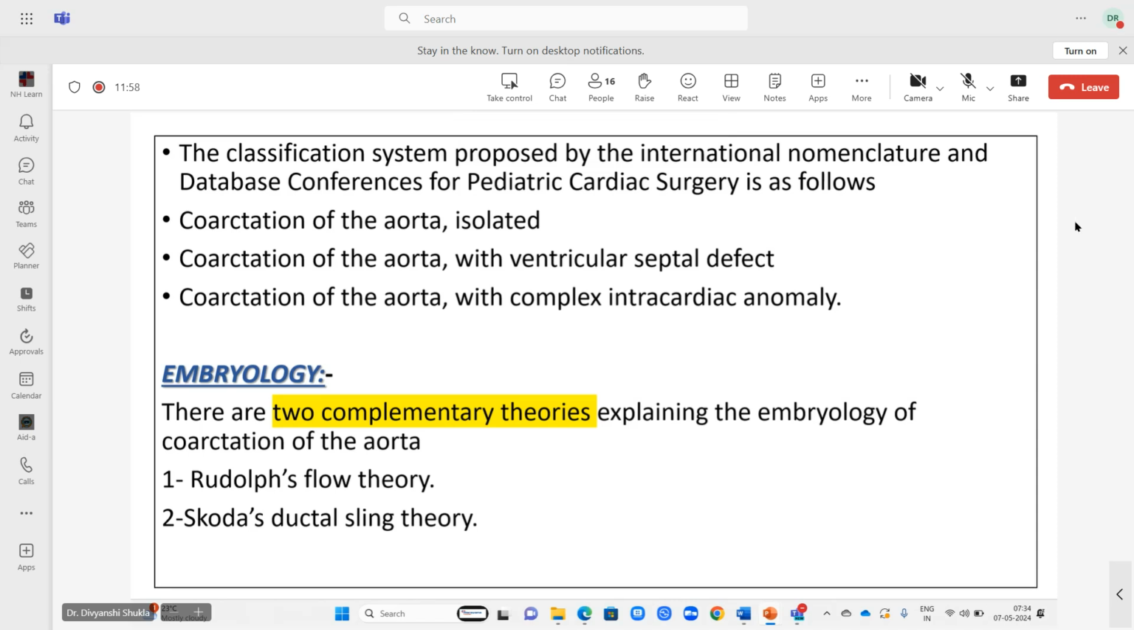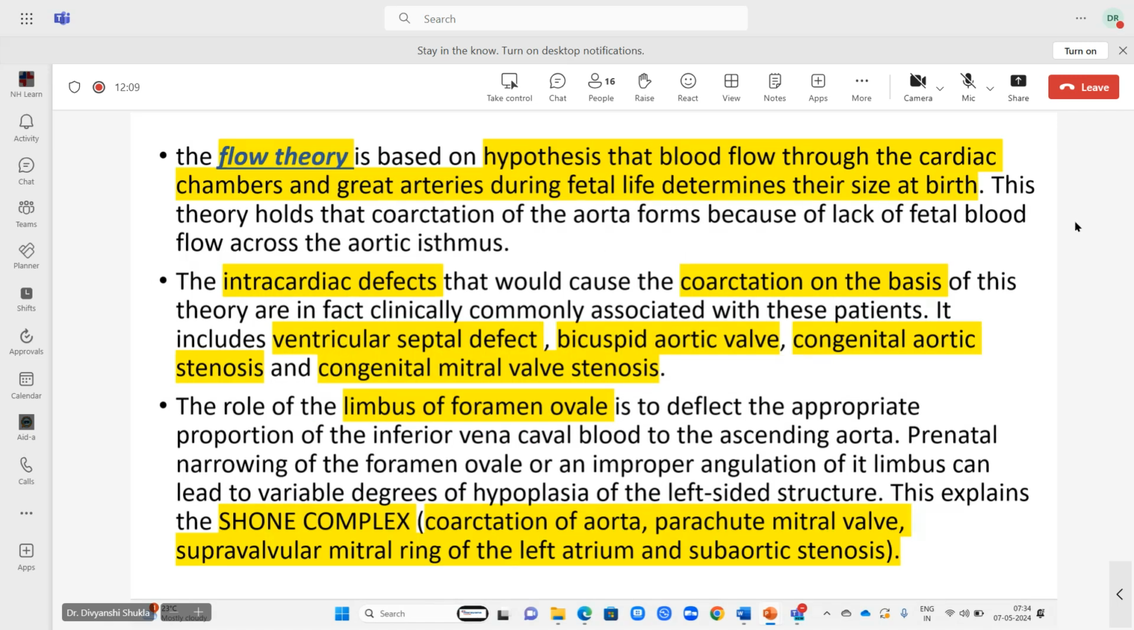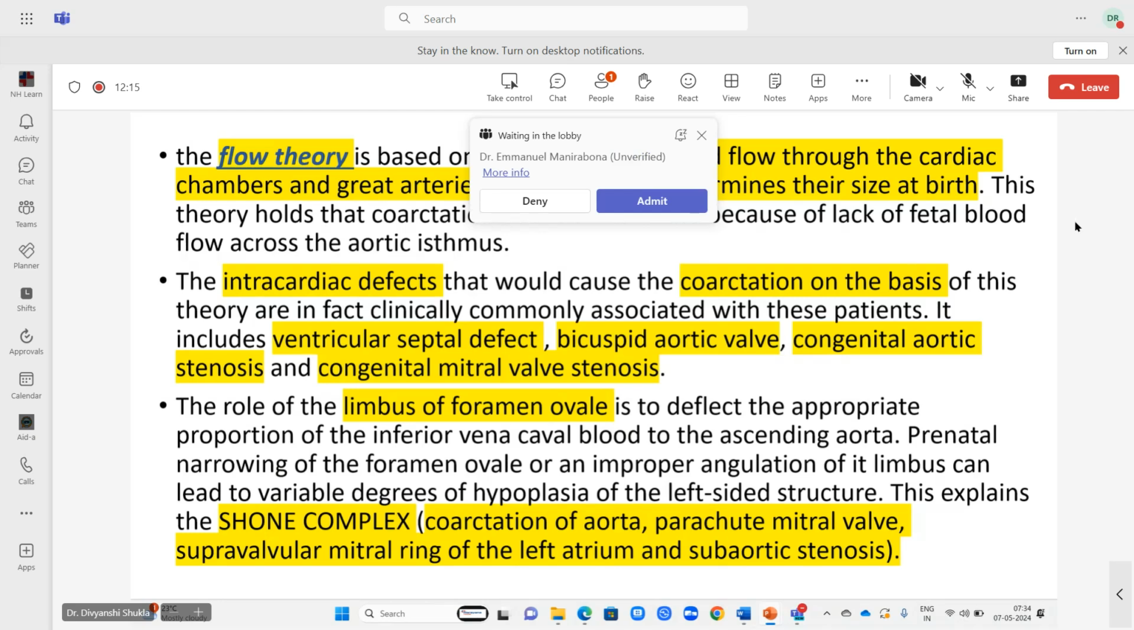Embryology. There are two complementary theories explaining the embryology of coarctation of the aorta, Rudolph's flow theory and Skoda's ductal sling theory. According to the flow theory, which is based on the hypothesis that blood flow through the cardiac chambers and great arteries during fetal life determines their size at birth, coarctation of the aorta forms because of lack of fetal blood flow across the aortic isthmus.